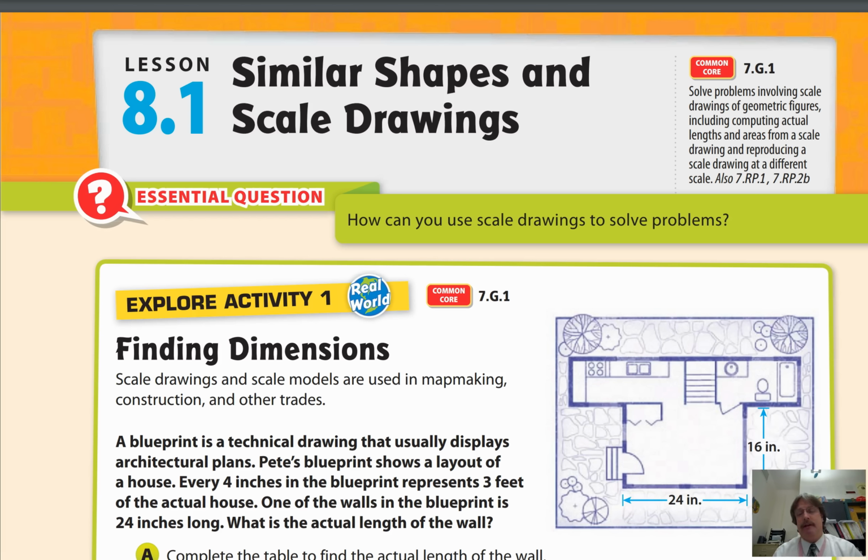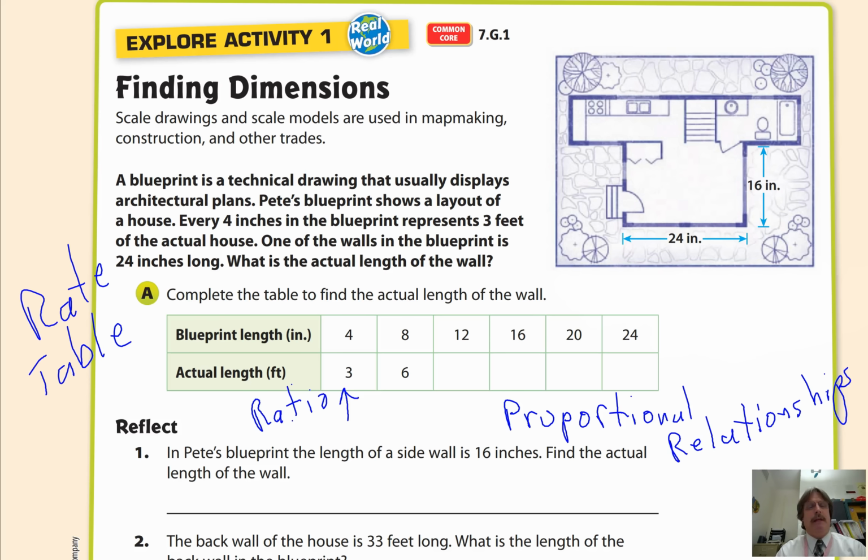In the engineering world, we use blueprints quite a bit. A blueprint is a technical drawing that displays architectural plans. The reason it's called a blueprint is that if you take a look here, it's blue and it's a print. A blueprint is a technical drawing that usually displays architectural plans.